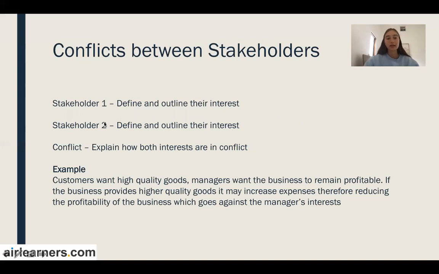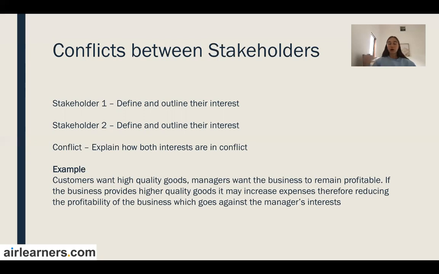Then we go on to our second stakeholder. We do the same thing, define and outline their interest. Here we have the manager. A manager wants the business to remain profitable and the manager makes decisions which are in the business's best interest to achieve business objectives. Now the hard part is, and this is probably worth about half the marks, we want to explain why those two interests might be in conflict.